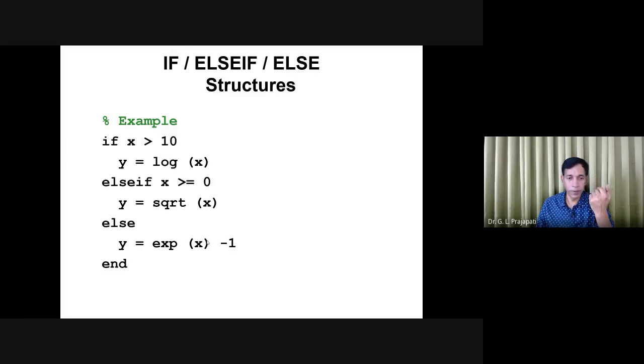Otherwise, what happens? If x is not greater than 10 and x is not greater than or equal to 0, then you are going to execute the else part. Y is equal to exponent, and you are going to compute the exponent of x minus 1, and end. So this is the statement.